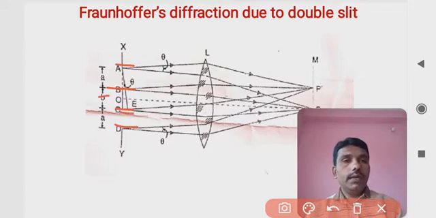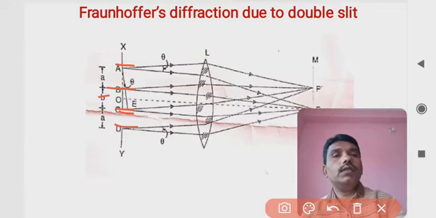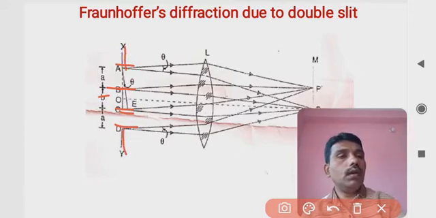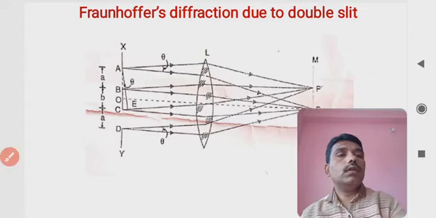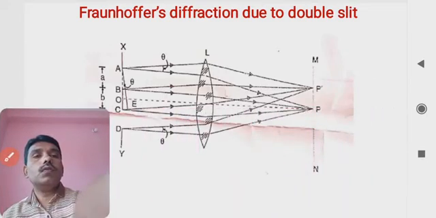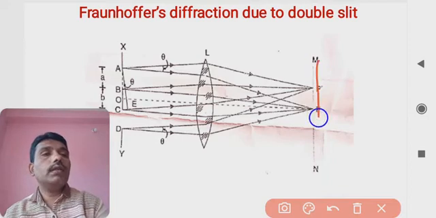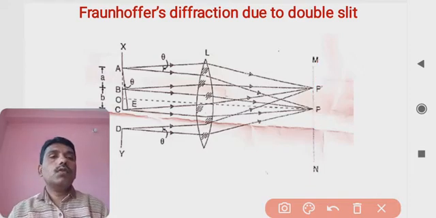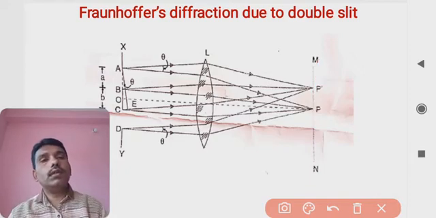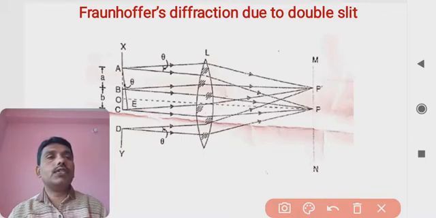So light is going to be traveling this way. These X and Y are the positions where the obstacles are, and this MN is nothing but the screen, where the spots of the diffraction pattern you can see. So this is the arrangement for double slit Fraunhofer's diffraction.